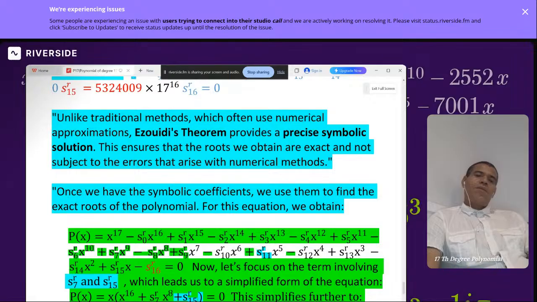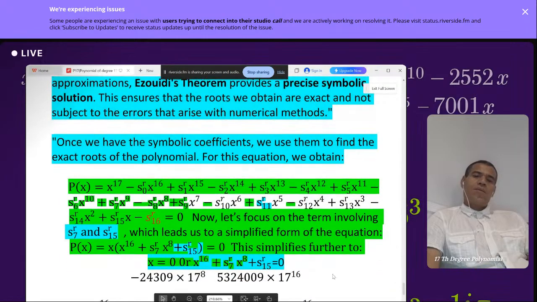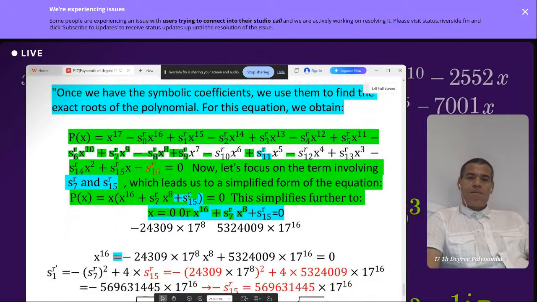Well, the theorem essentially allows us to rewrite the original polynomial, P(x), in terms of these newly calculated coefficients. The general form looks like this, based on the source. P(x) = S0R x^17 + S1R x^16 + S2R x^15 plus all the way down to plus S16R x^0 equals 0. Note the alternating signs. Okay, but we just found that almost all those coefficient terms are 0. S0 to S6 are 0, S8 to S14 are 0, S16 is 0. That equation must collapse.